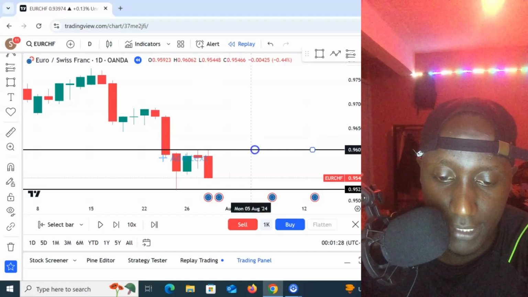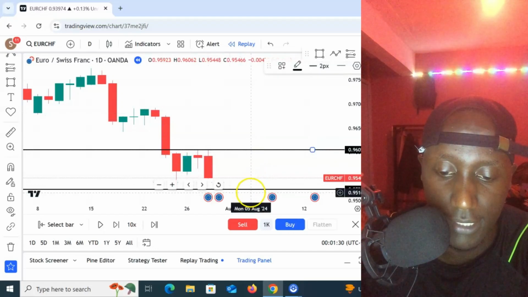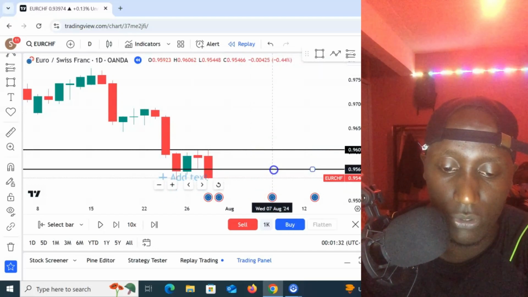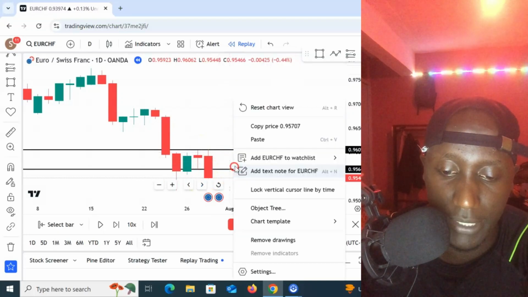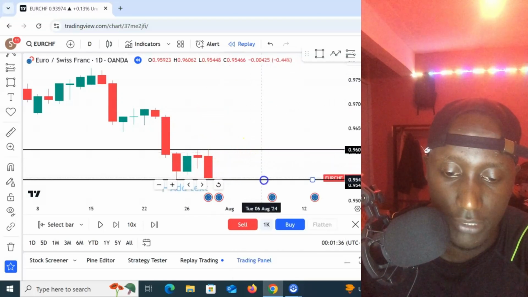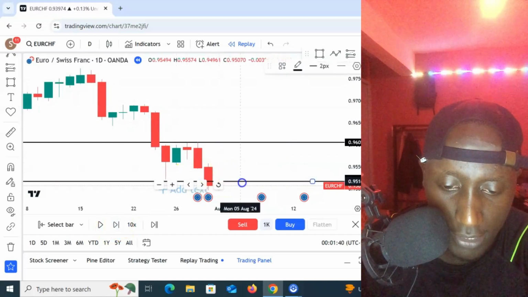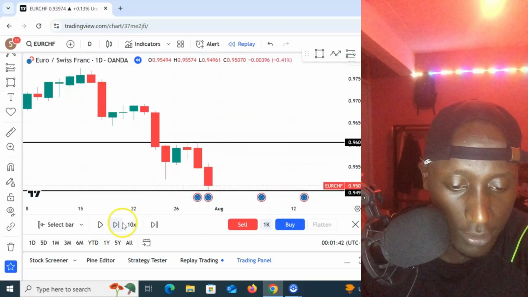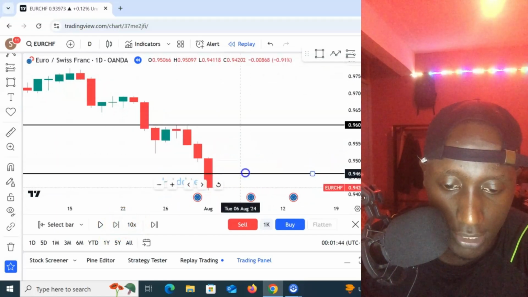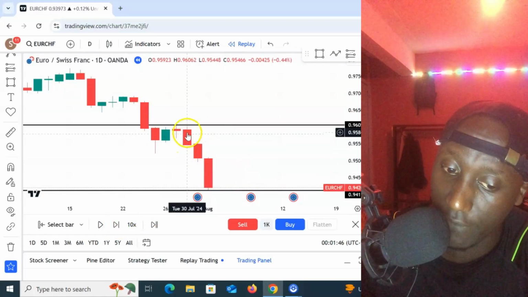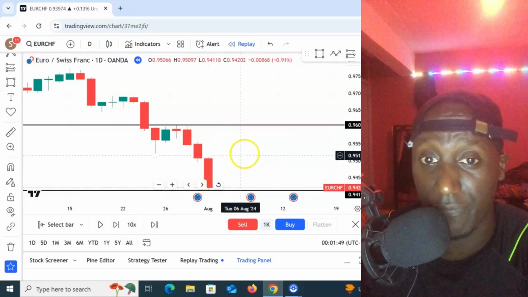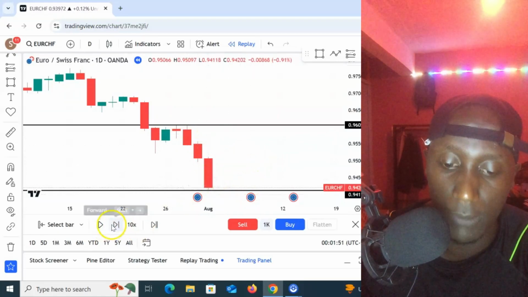So we have Monday setting that low and that high. So this is our high, this is our low. Tuesday is a breakout, nothing for us there. Then Wednesday breaks out, nothing for us. Then Thursday breaks out, nothing for us. So notice, if it's a breakout, it's continuation. If it's a failed breakout, it's reversal.